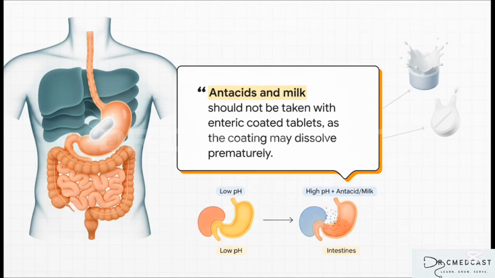Okay, pay attention to this one because this is a classic high-yield drug interaction that you absolutely have to know for your exams. Bisacodyl tablets are often enteric coated, right? That coating is there to protect the stomach. But things like antacids and milk are alkaline, which means they raise the stomach's pH. This can cause that protective coating to dissolve way too early, releasing the drug right in the stomach and causing a ton of irritation. This is a perfect example of a pharmacokinetics question.